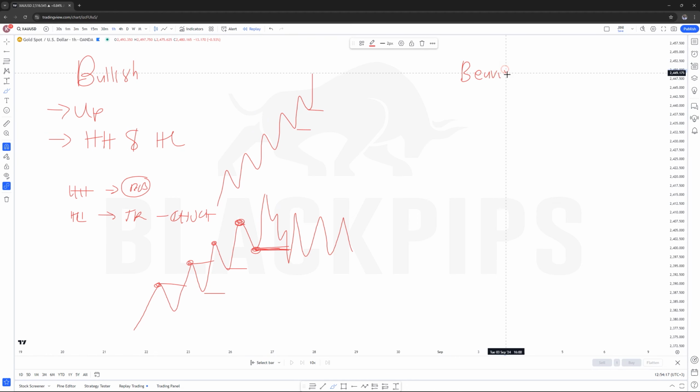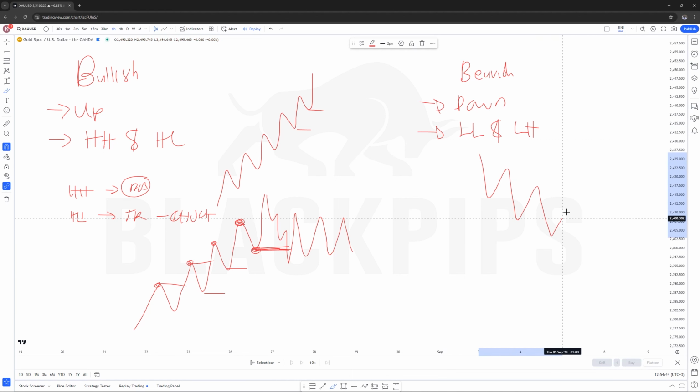A bearish market structure is created by, first, trending down. That's why some people call it a downtrend. But also it is made up of a series of lower lows and lower highs. So by structure, this market trends like this: lower low, lower high, lower low, lower high, lower low, lower high, lower low, lower high, lower low.